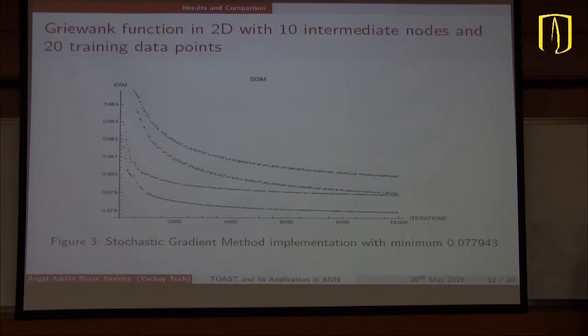Okay, so another more sophisticated example is the Griewank function, approximating the Griewank function with a neural network. Here we present a neural network with 10 intermediate nodes. Since it is a 2D example, we have 20 weights in this neural network of only one layer, and 10 biases or shifts. Okay? And we train this neural network with 20 points.